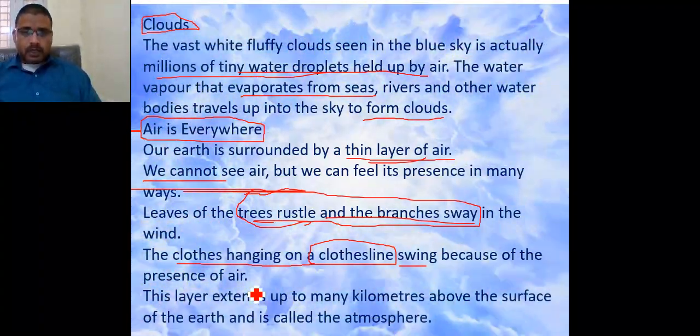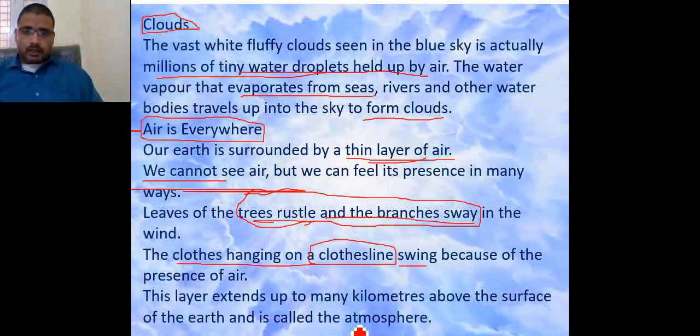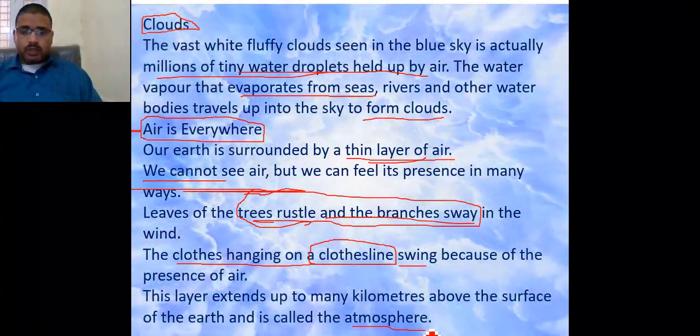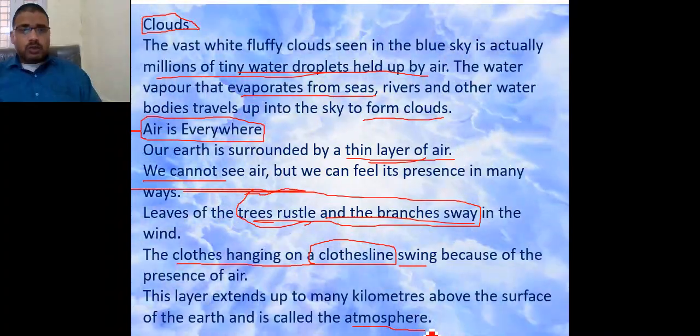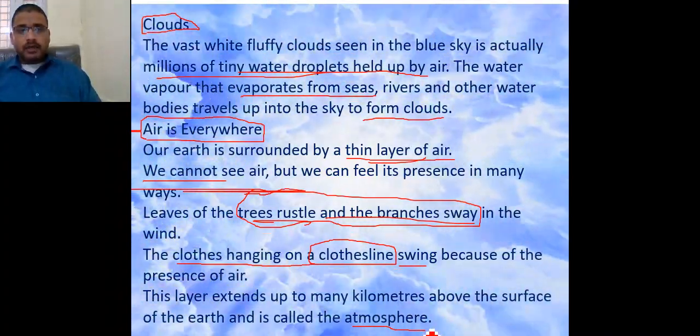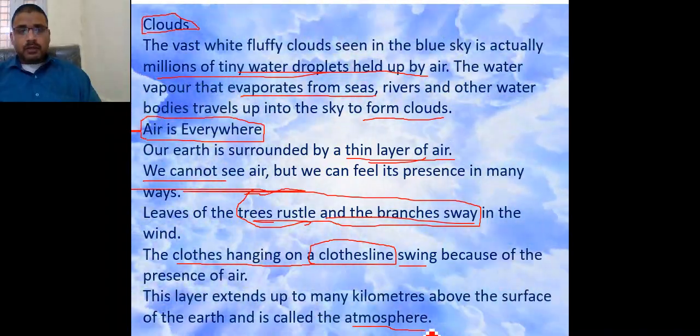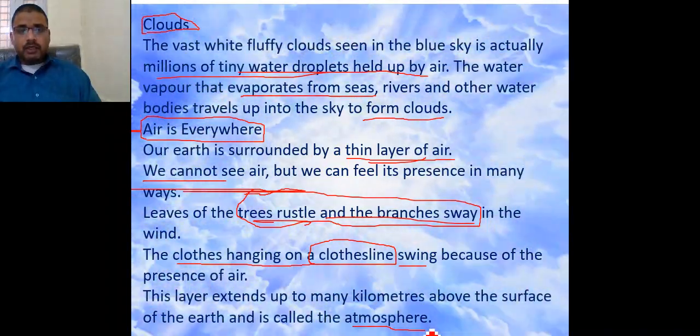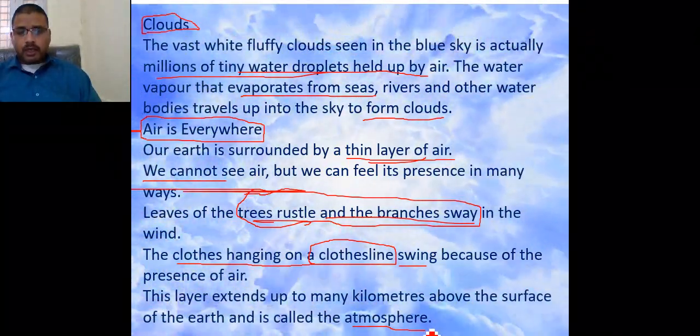And at last the atmosphere is also given. As already told, the thin layer of air by which the whole earth is covered is called the atmosphere.